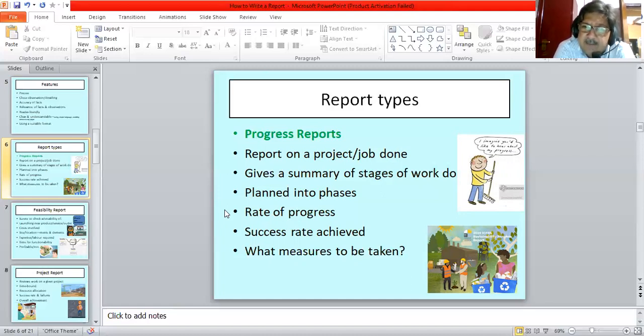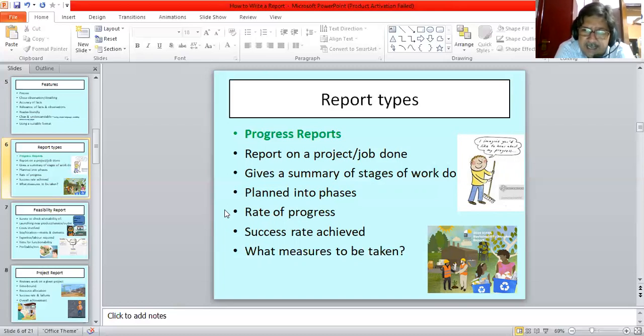So it gives us a summary of the stages in which the work has been done, and the different phases, and how much progress has been achieved in these different phases. For example, the construction of a sports stadium. So the first phase was in the year 2017, from January to December, or January to September. So how much work was done? Next phase, 2018 till June. So how much work was done? Third phase up to 2019. So how much work was done?